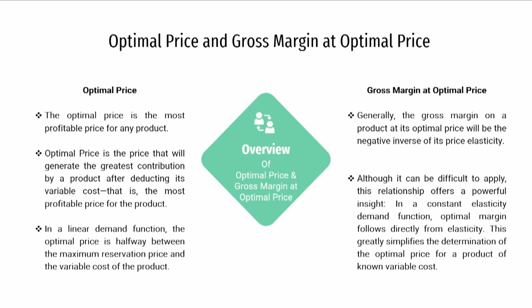Optimal margin follows directly from the elasticity in the case of an elasticity demand function. This greatly simplifies the determination of the optimal price for a product of a known variable cost. So, if we know the variable cost and the elasticity, then we can easily determine what should be our optimal price point. So, how to do that?